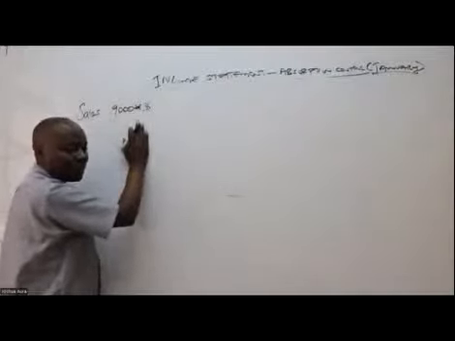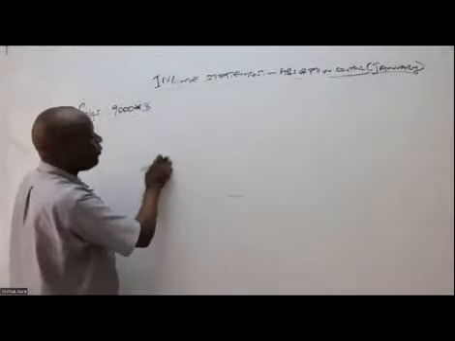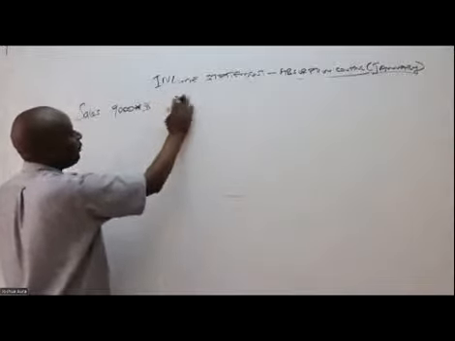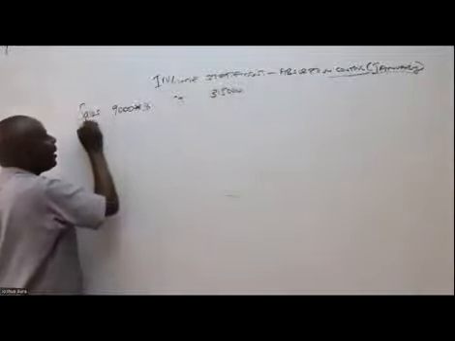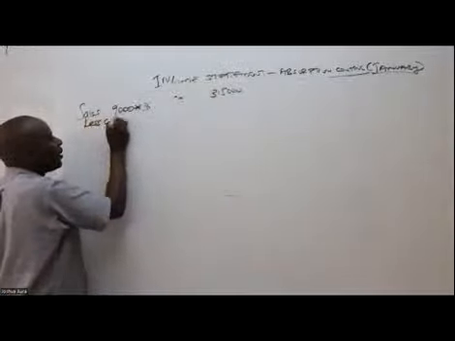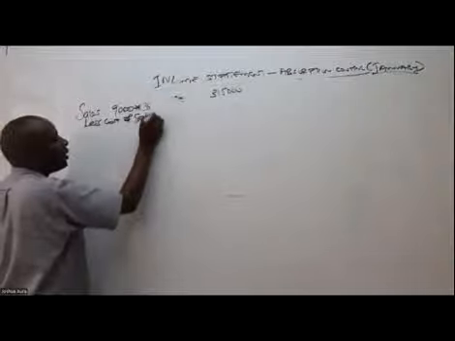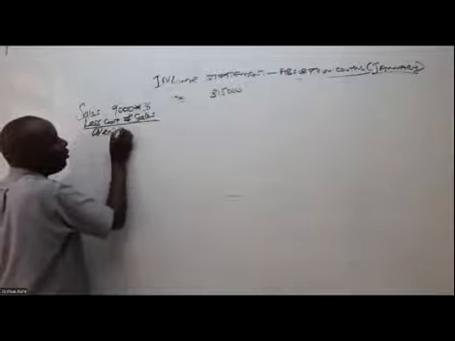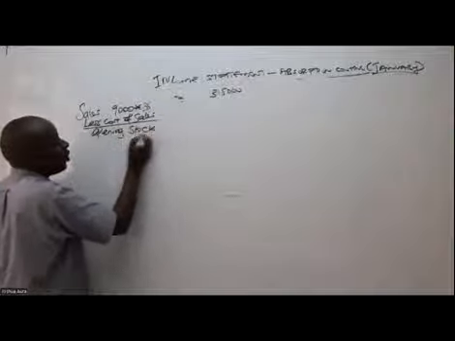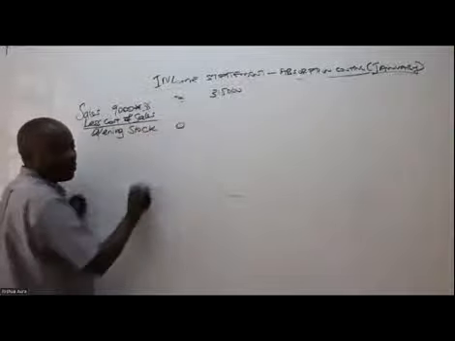9,000 times 35. So we have here 315,000. So from there will come under less cost of sales. Where cost of sales, if you can remember, we normally start with opening stock. In this particular question, there is no opening stock.